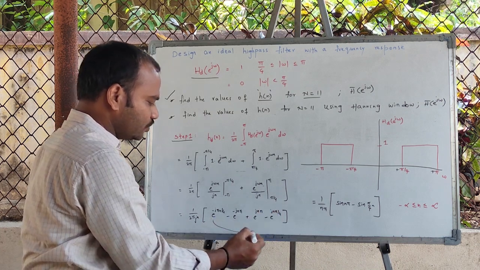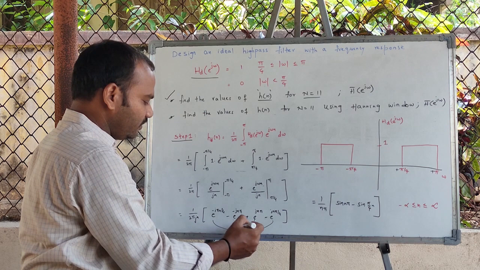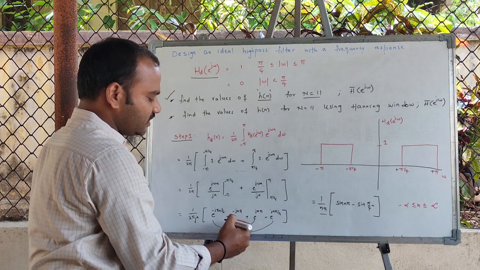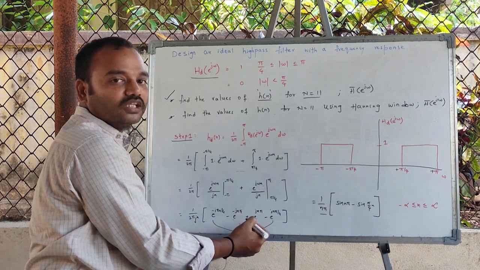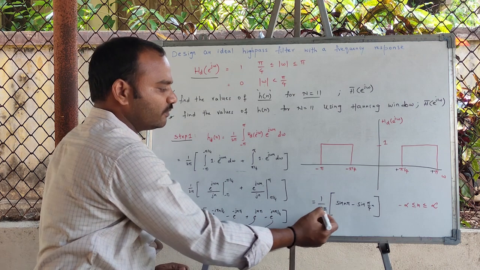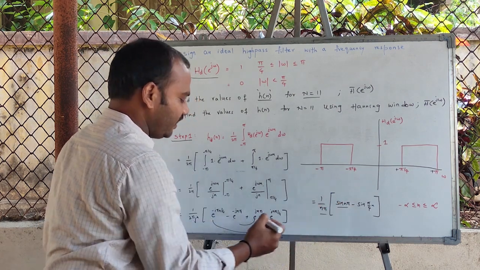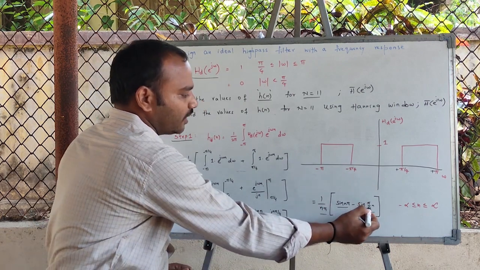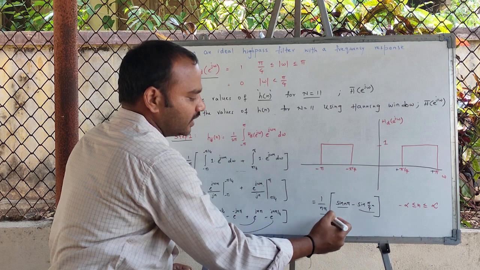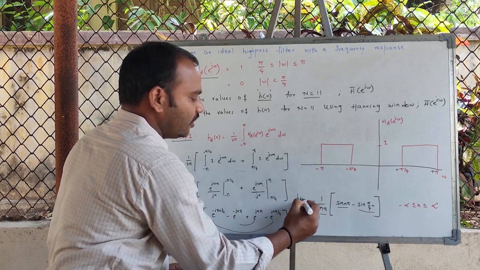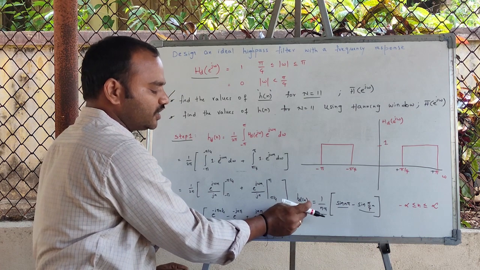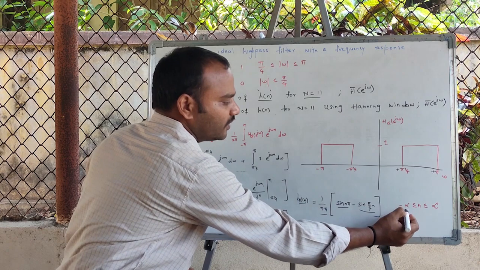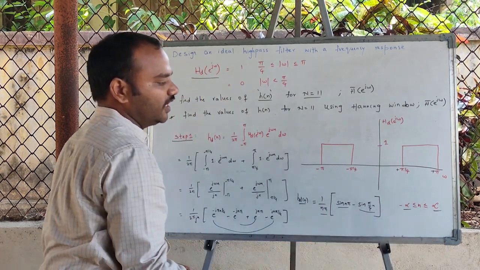Now group these two terms and group these two terms and divide by 2j, you are going to get 1 by n pi as the common term, and e power x minus e power minus x by 2j is nothing but sine. So sine n pi for the first two terms, and for the other two terms it is sine n pi by 4. And this is the Hd of n, the desired h of n, and its range of n is from minus infinity to plus infinity.